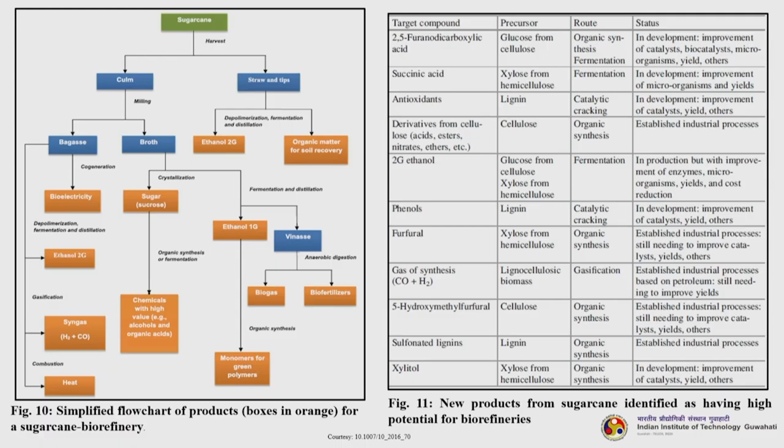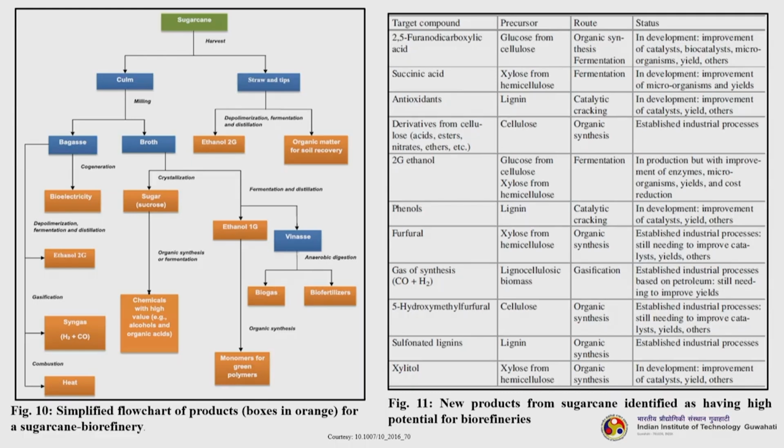Now, bagasse can produce ethanol 2G through the fermentation pathway, it can produce syngas through gasification, it can produce heat directly as combustion. Now, the broth can be converted into various products. You can get sucrose by crystallization, and through further organic synthesis you get high value chemicals, alcohols and organic acids. Now, 1G ethanol, and monomers for green polymers. It can also be converted to vinasse, so that we can get biogas and biofertilizers.